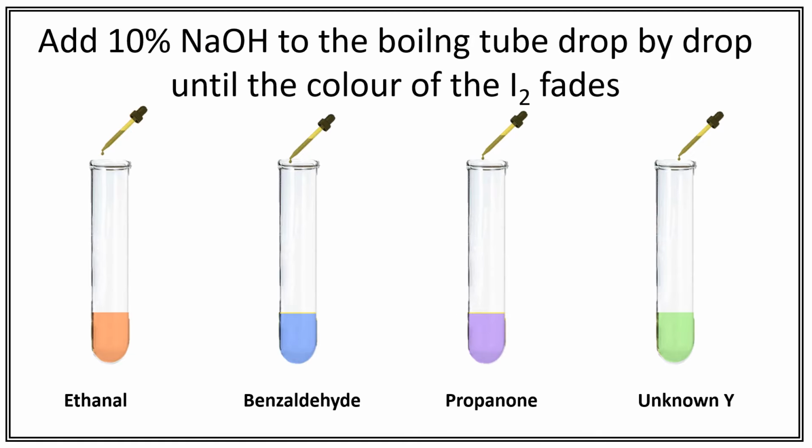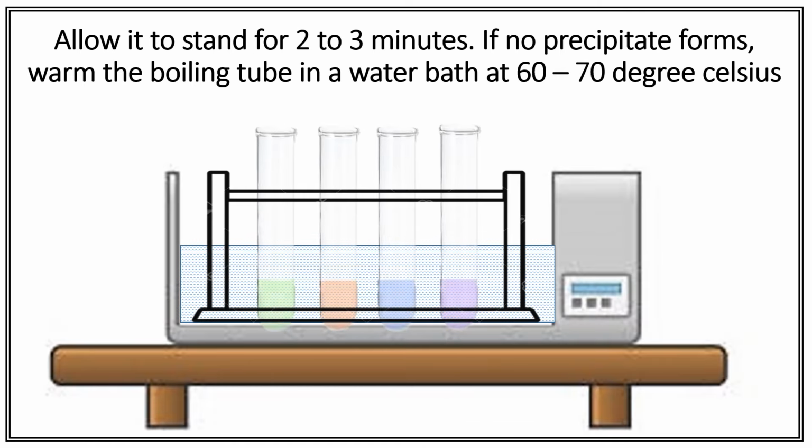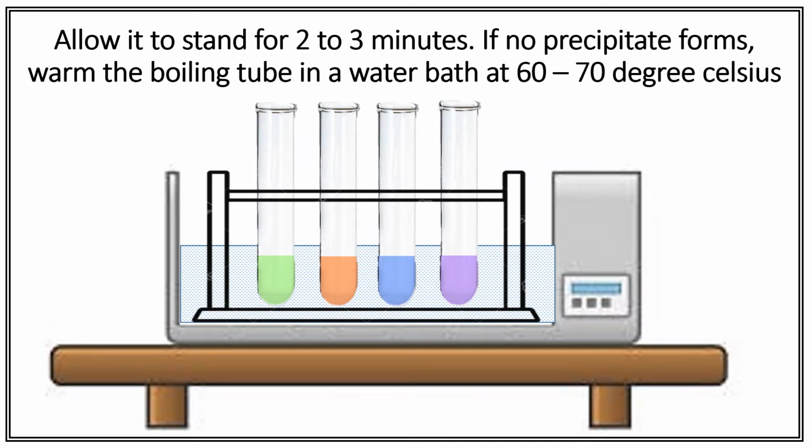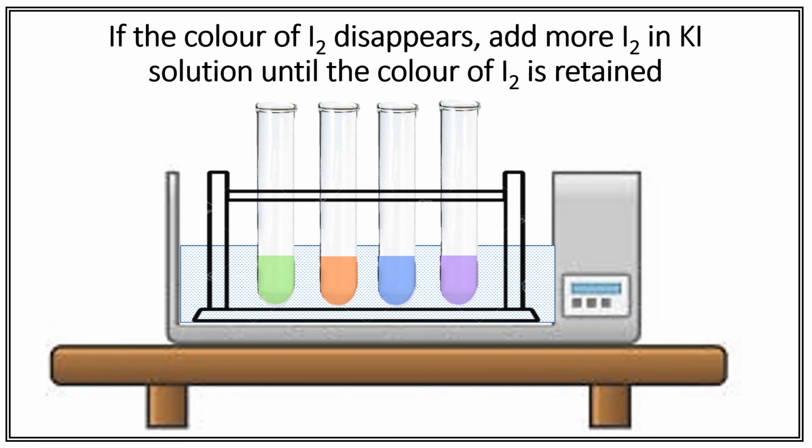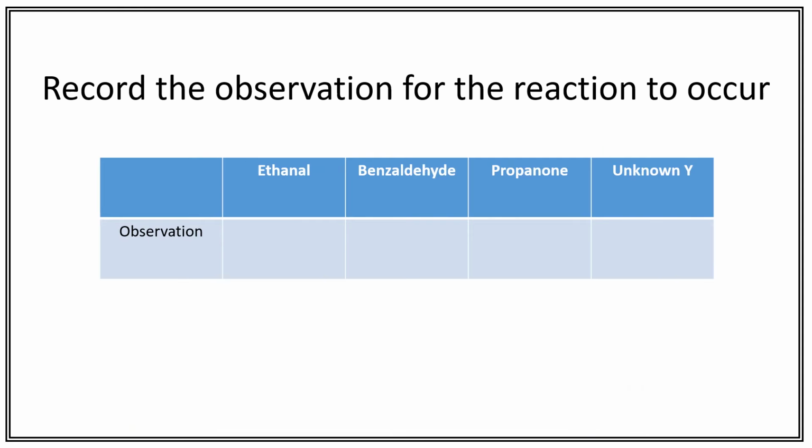Add 10% sodium hydroxide to the boiling tube drop by drop until the color of the iodine fades. Allow it to stand for 2 to 3 minutes. If no precipitate forms, warm the boiling tube in a water bath at 60 to 70 degrees Celsius. If the color of iodine disappears, add more iodine in potassium iodide solution until the color of iodine is retained. Then, reheat. Record the observation for the reaction to occur.